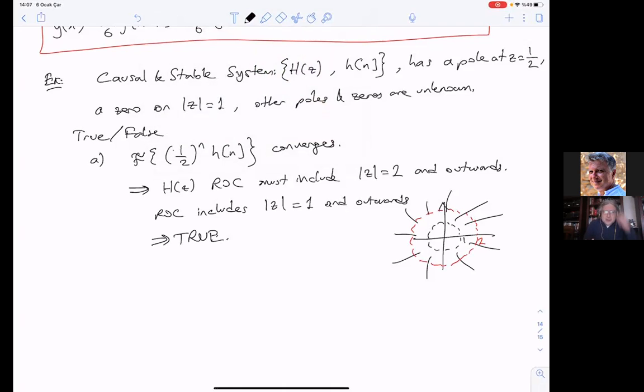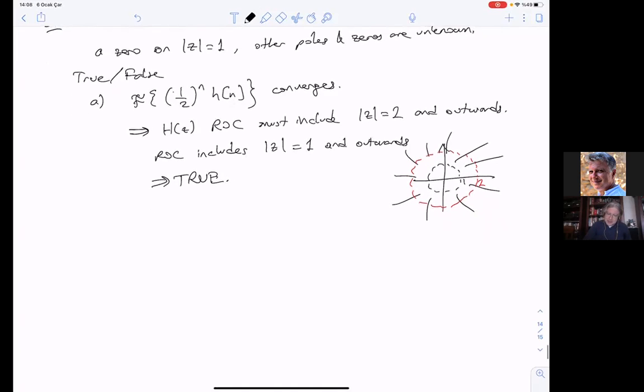You don't really need to elaborate this much. If you think of this in terms of logic, you see that the Fourier transform of h of n already converges. So (1/2)^n h of n is even better than that, because it's further multiplied with a decaying exponential towards the right-hand side, because it's causal. Therefore, since the Fourier transform of h of n converges, the Fourier transform of (1/2)^n times h of n converges even better. So the answer to this part of the question is true.